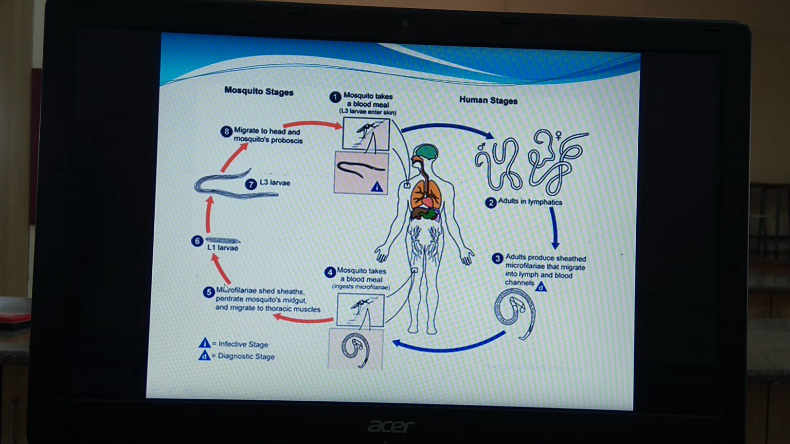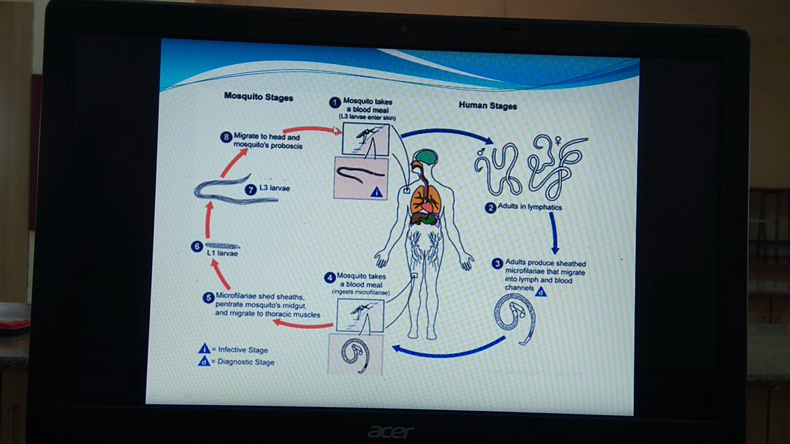That means molting takes place 3 times and after molting this larva moves towards the head and the mosquito's proboscis. Here in the head region the microfilariae is present after its molting. What's the meaning of molting? The skin covering over the body of this microfilariae is removed so that it becomes larger in size. So now this microfilariae is present in the head of the mosquito in its proboscis.